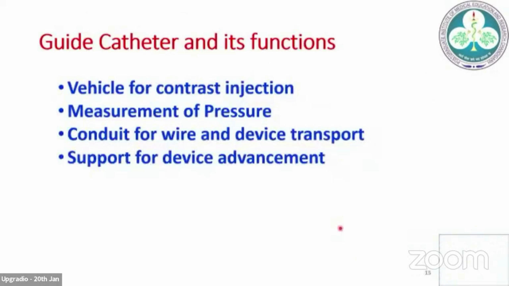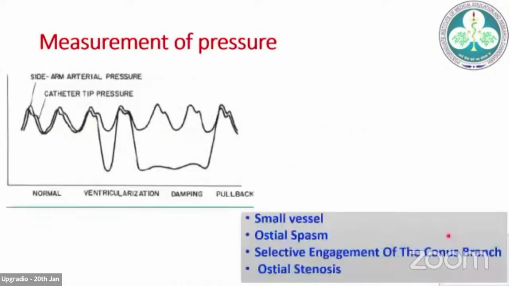So all this is about the various views which are helpful during the angiography, and now something about the guide catheter which has to be used. You all know the role of the guide catheter. It's a vehicle for the contrast injection, measurement of the blood pressure across the aorta and the ostium of the right or left coronary artery, a conduit for the transfer of various wires and devices, and support to give the advancement for the device exchange.